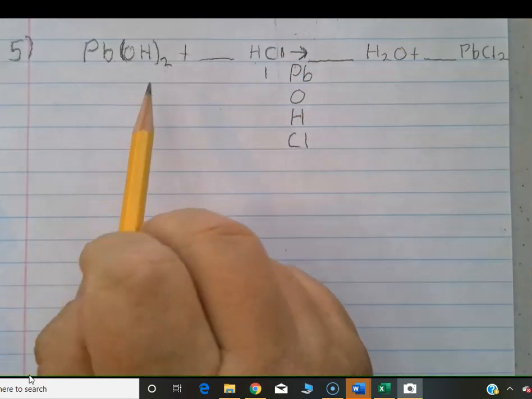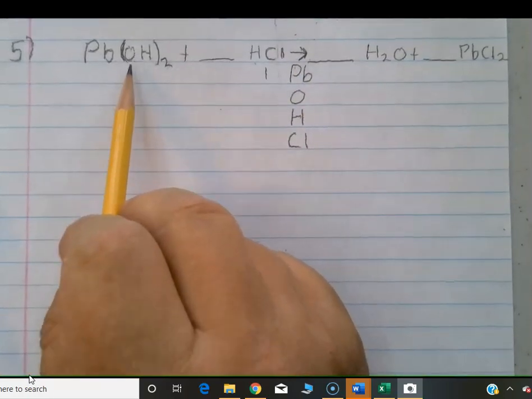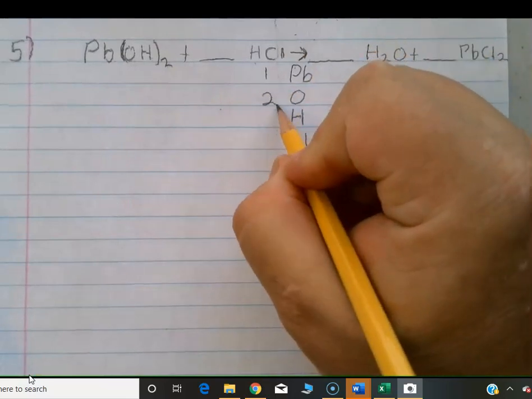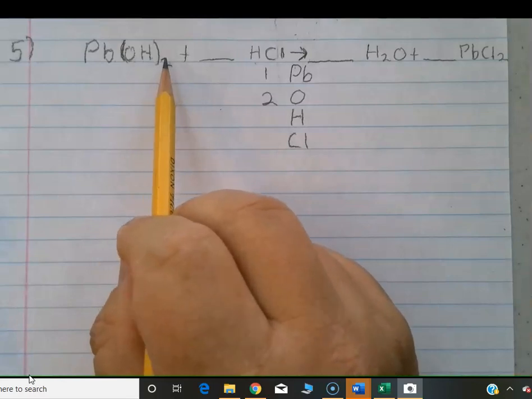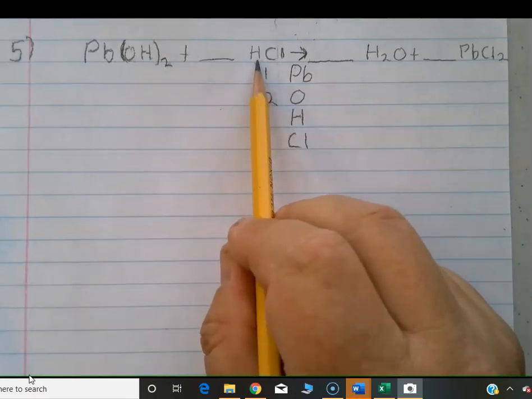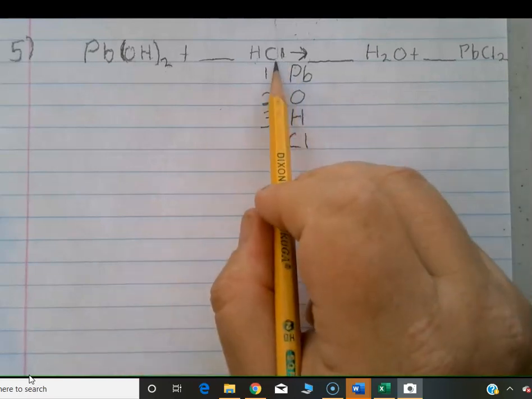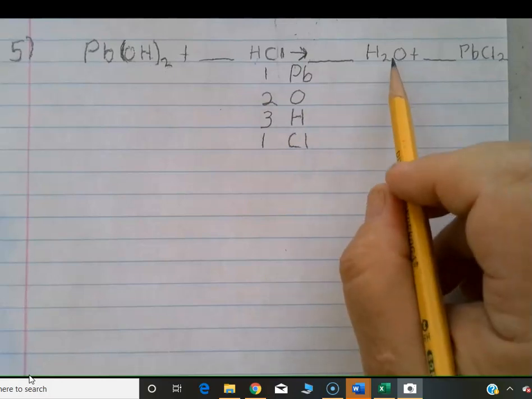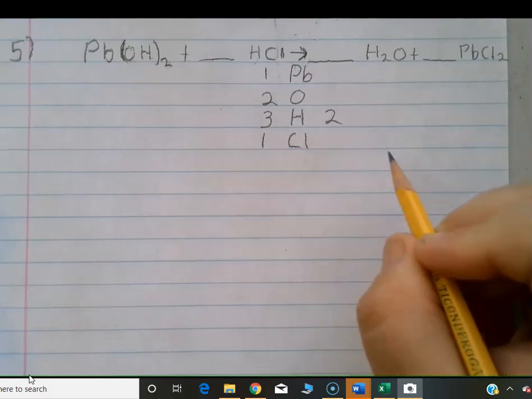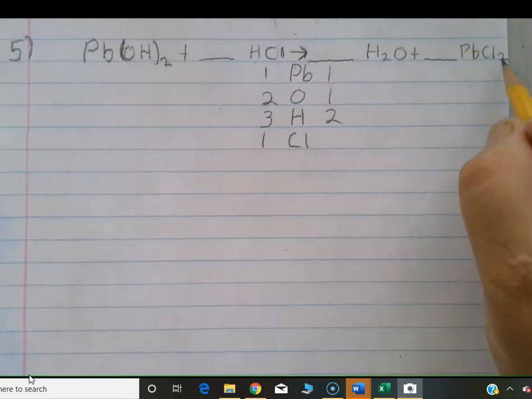Oxygen over here, we have 2 times, oh, you distribute the 2, so it's O2. So there's 2 of those. Now over here you have 2 hydrogens. It distributes to that. But you also have a hydrogen there. So that's a total of 3 hydrogens. And finally you have a chlorine right here, so there's 1 of those. We go over to the other side. We have 2 hydrogens, 1 oxygen, 1 lead, and 2 chlorines.